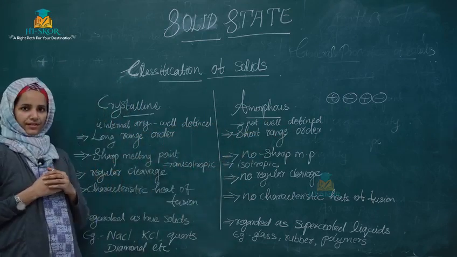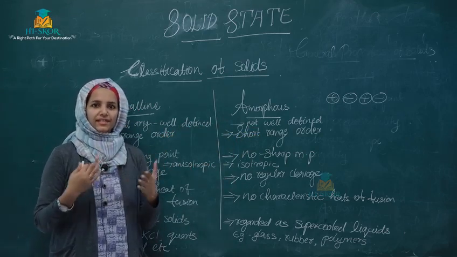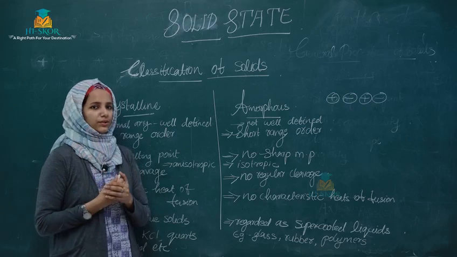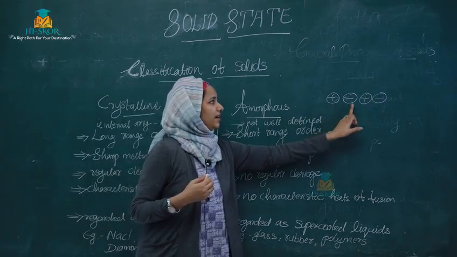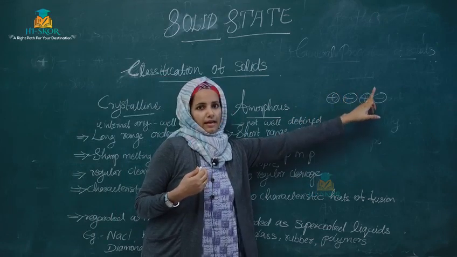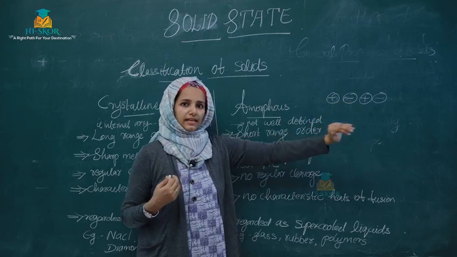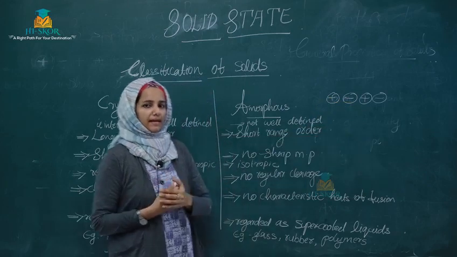The next point is, in crystalline solids we have a sharp melting point. Why is it so? That I already told you. In crystalline solids we have the same types of bonds here, so we need the same amount of thermal energy to break those bonds. So crystalline solids have a sharp melting point.